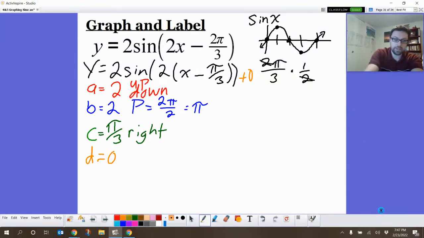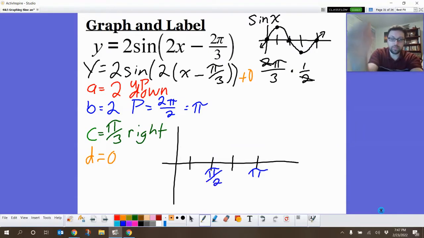All right. So here we go. We go whoop, whoop. 1, 2, 3, 4. Write my period. Pi. Then we got pi over 2. We've got nowhere in our sinusoidal shift, so we're just going to keep that right in the middle and do our amplitude. So up 1, 2, down 1, 2. So -2 to 2.